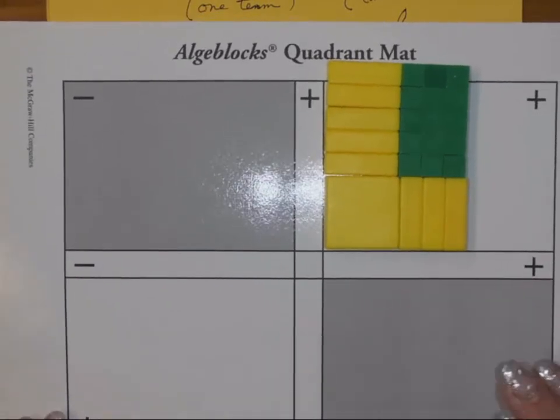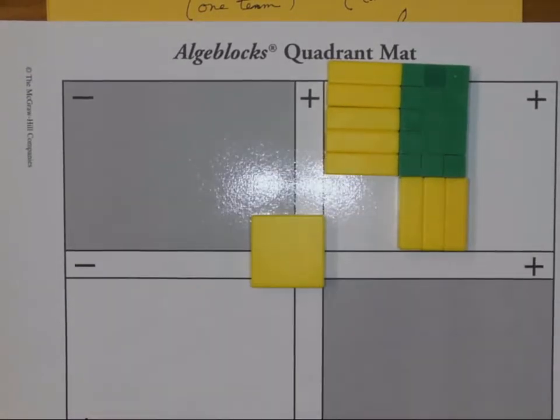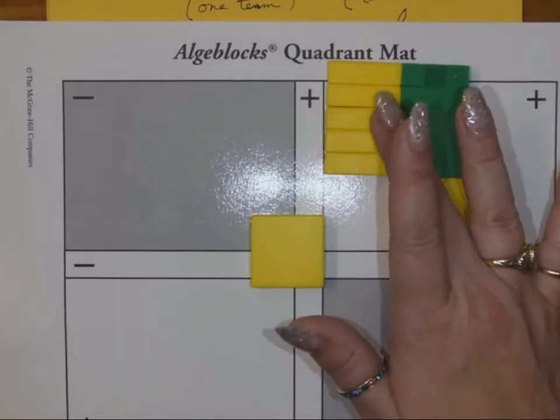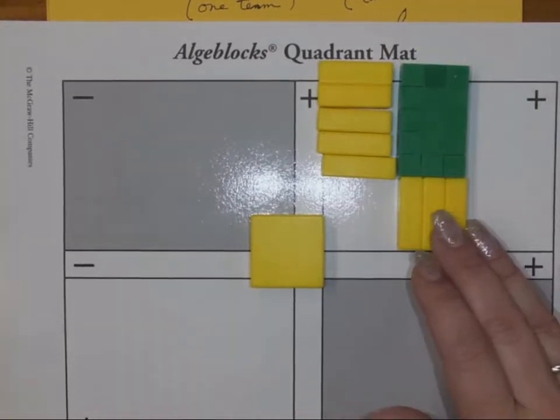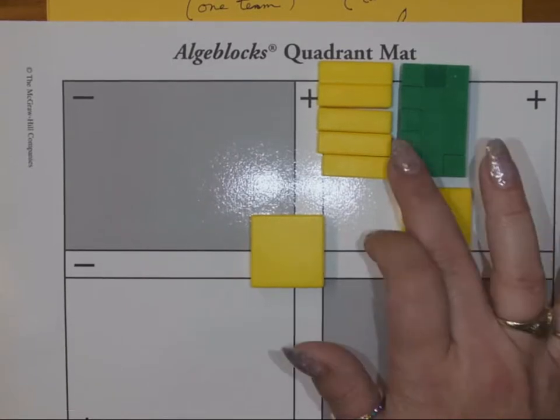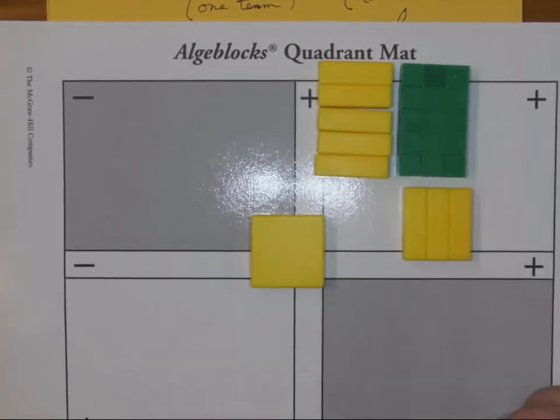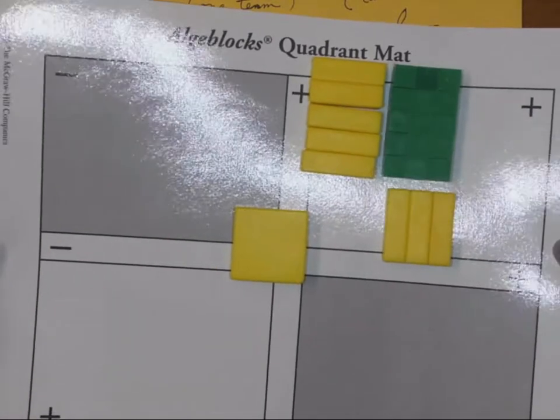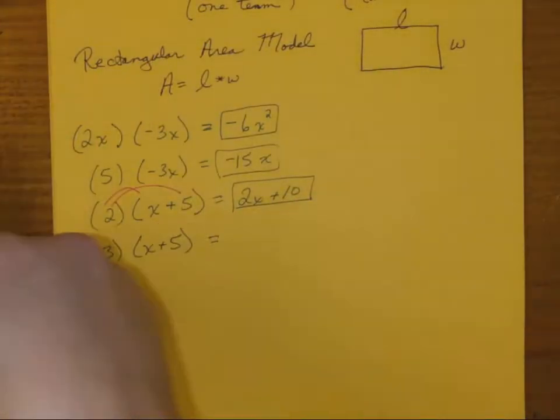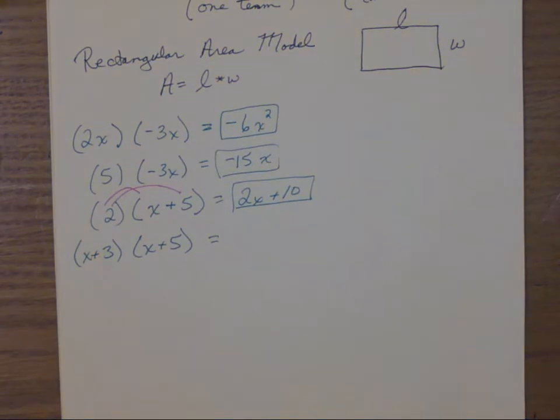So as I look at this, I say, okay, that's x squared. It's all in the positive quadrant, by the way, right? 1, 2, 3, 4, 5, 5x. 1, 2, 3, 3x. 5x and 3x is 8x. And then this is all 15. We counted a minute ago, right? So let's see how that matches up, because that's x squared plus 8x plus 15.